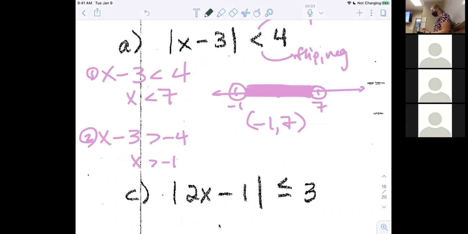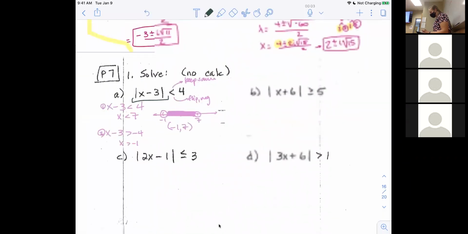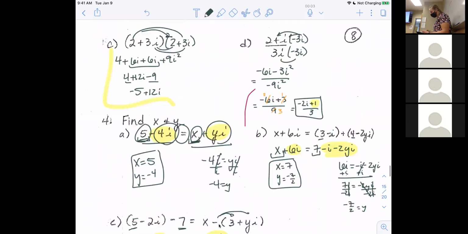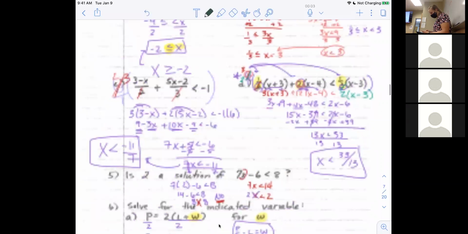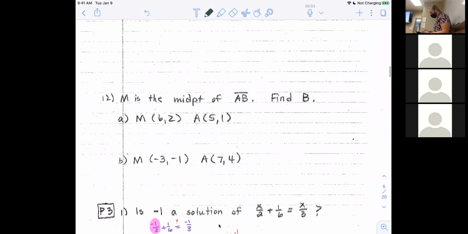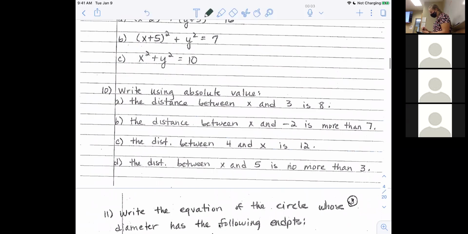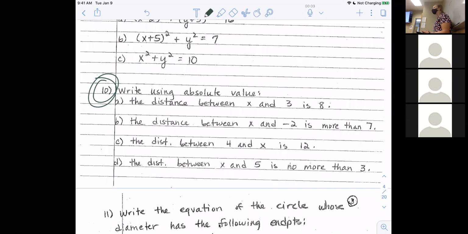Okay? When we see this x minus 3 in absolute values, if you remember back, I'm going to scroll back in my notes. I think it's like P2, number 10. I hope I have something written there. It was a long, long time ago, it feels like at this point. Number 10. Oh, I don't have anything written there. It's like the 2.5 page on your notes. We wrote the distance between x and 3 is 8, and we wrote that as an absolute value. Do you guys remember doing that?